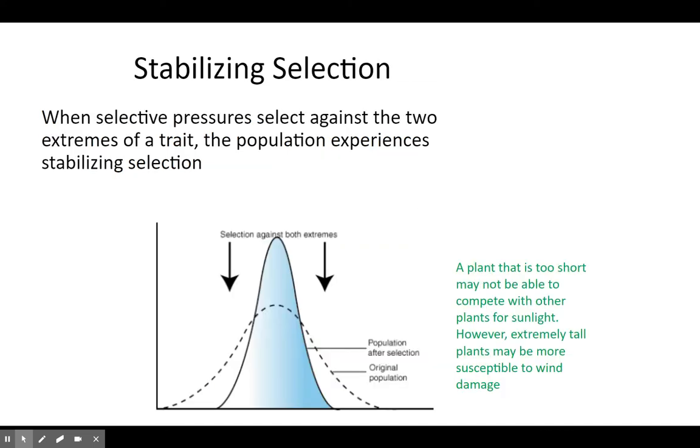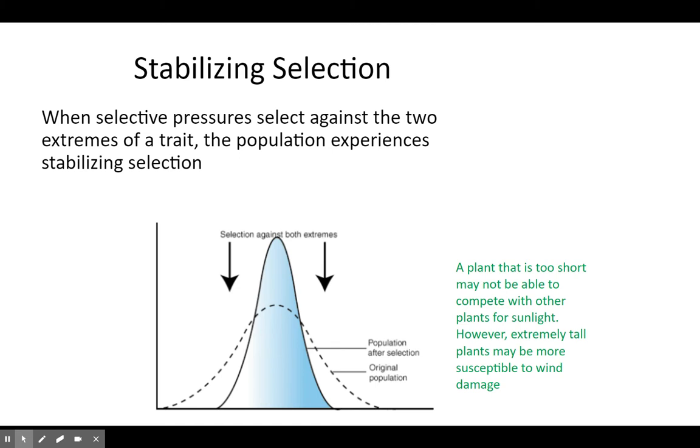So scenario number one is called stabilizing selection. This is where the selective pressures select against the two extremes of a trait. The population experiences stabilizing selection. Our little example on the side says a plant that is too short may not be able to compete with other plants for sunlight. However, extremely tall plants may be more susceptible to wind damage.